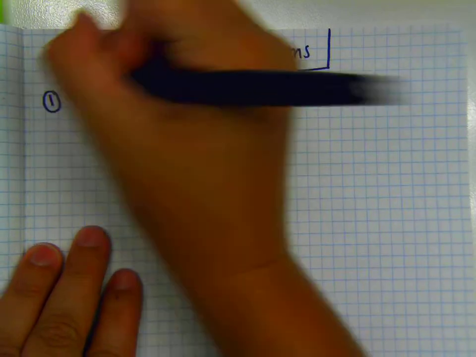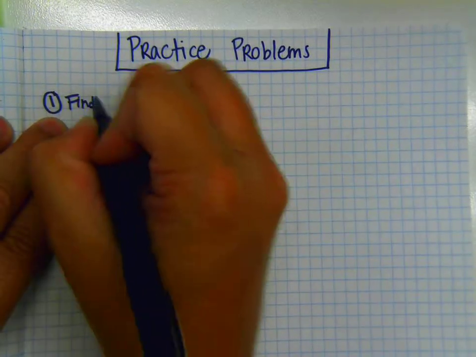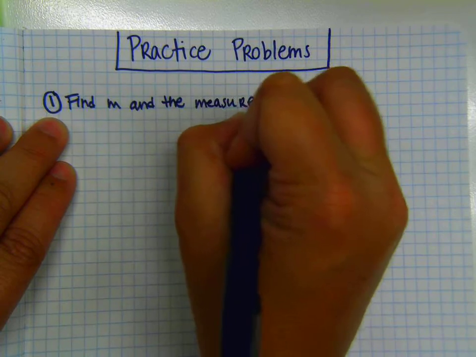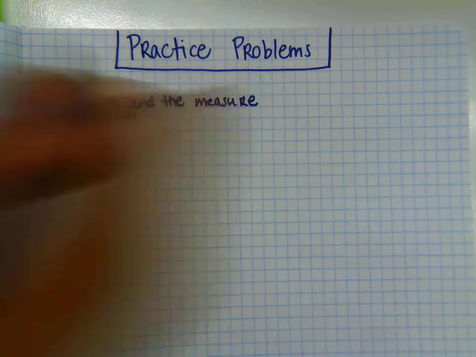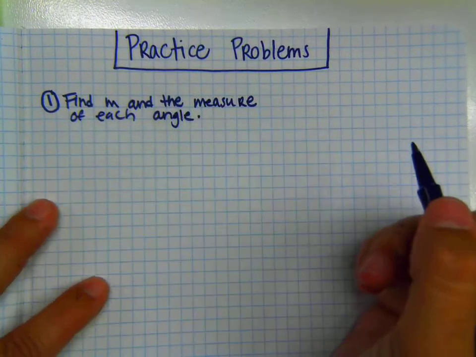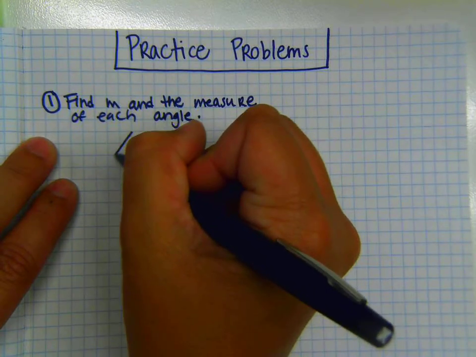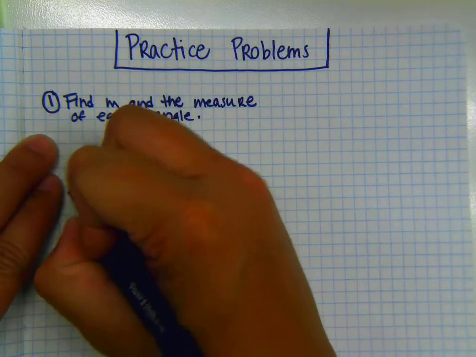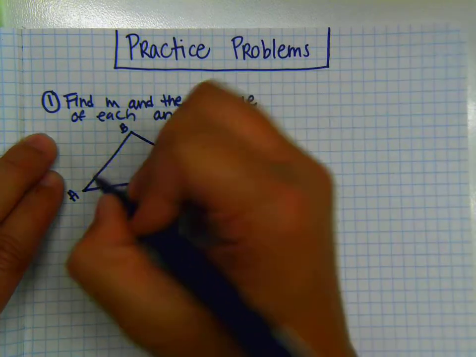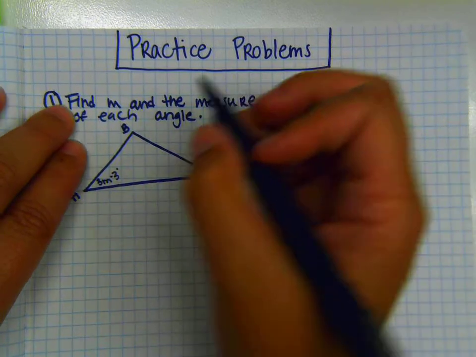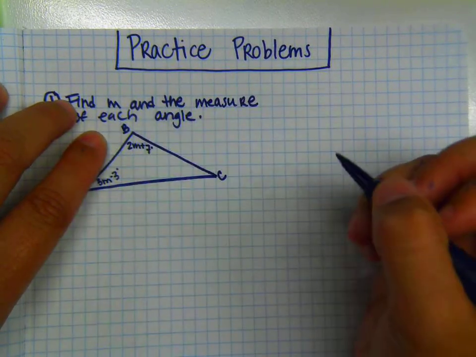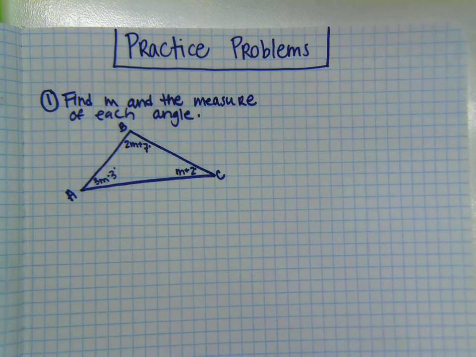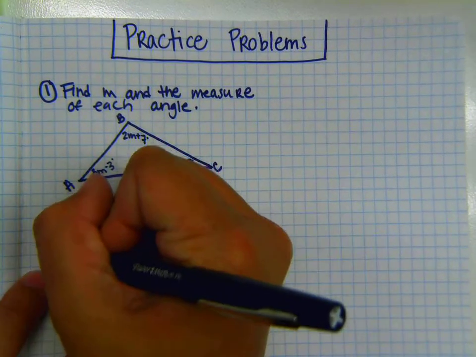So number 1. You're going to find m and find the measure of each angle. And this is going to be 3m minus 3 degrees, 2m plus 7 degrees, and m plus 2 degrees. So find m, find the measure of each angle. That's number 1.